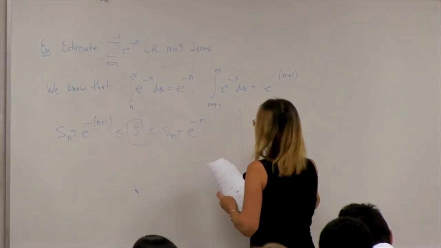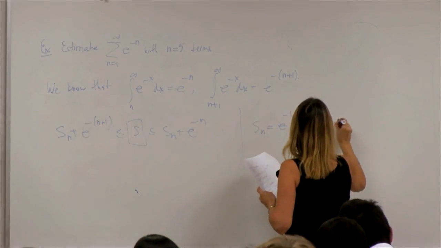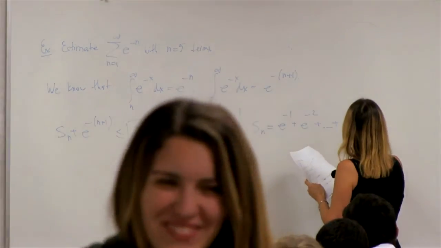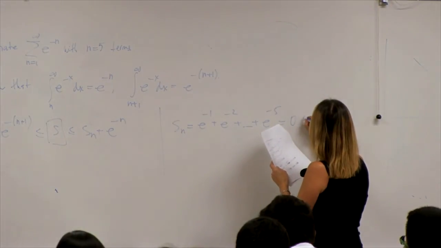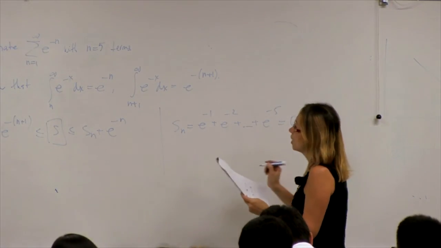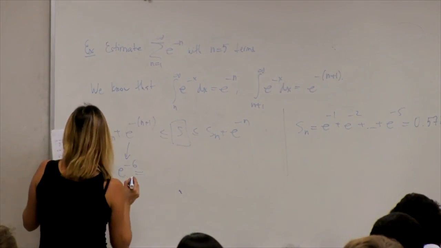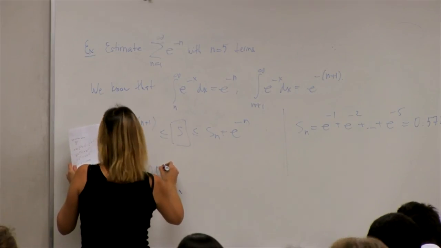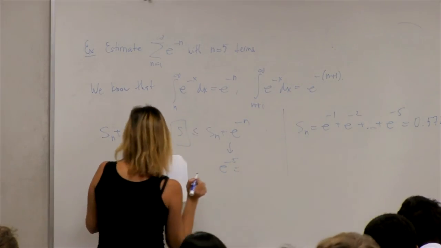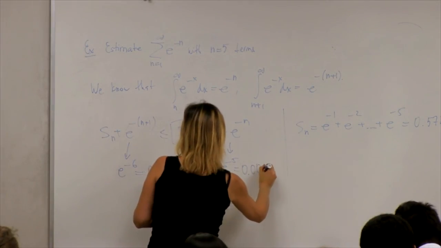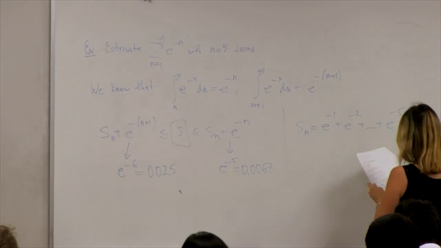So what is Sn? It's e to the minus 1 plus e to the minus 2 and so on, plus e to the minus 5. I calculated this by using a calculator, and it's given by 0.578. Okay. Now I need this one. This is e to the minus 6, given by 0.025. This is e to the minus 5, 0.00067. So I obtained bounds for this infinite sum.